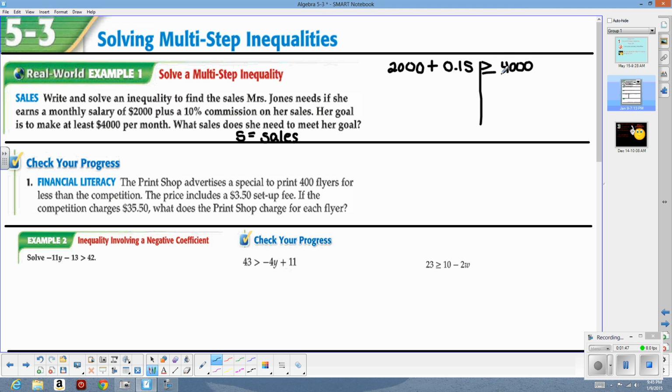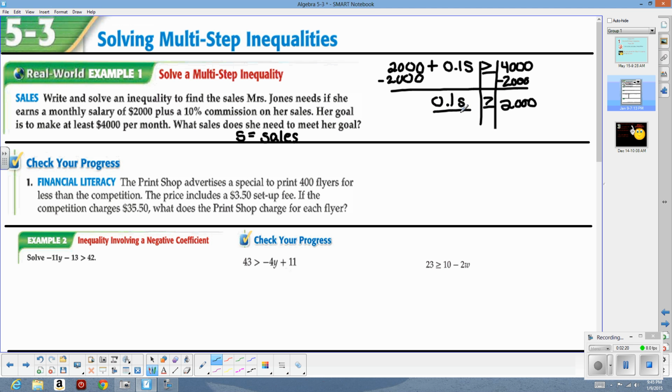Now to solve this inequality, you would want to get the variable by itself, so you would get rid of the 2,000 by subtracting 2,000 from both sides. And then we would be left with 1/10 S on the left. The inequality symbol is still the same because we just subtracted from both sides. And 2,000.